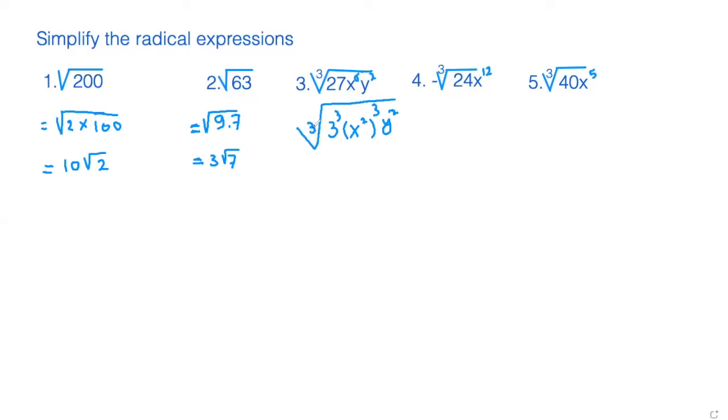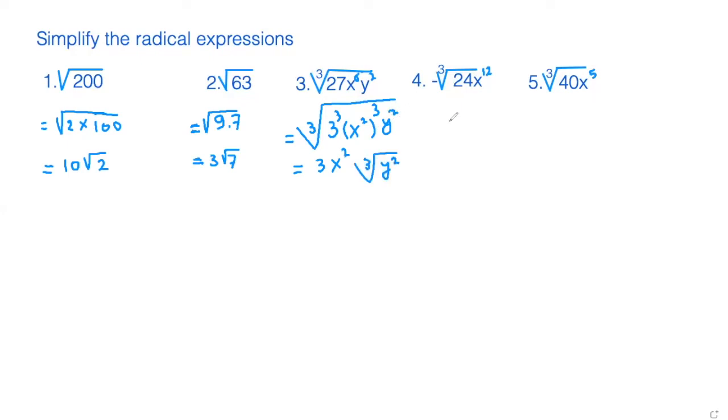Now, as I have an index 3, I have to look at the terms that have a power of 3. That power and this index cancel each other. So we bring outside the radical this 3, as it has a power of 3, and we can bring this x squared outside the radical sign. Those left over will stay inside the radical sign, because this y squared we can't bring outside, because it is a 2 here. But if it was a 3, then we can bring y outside.